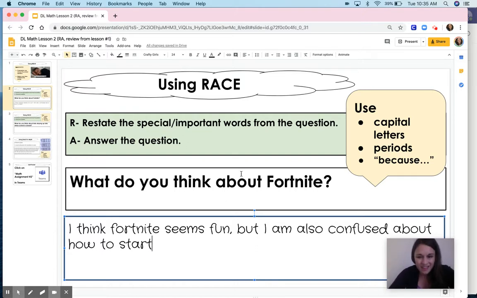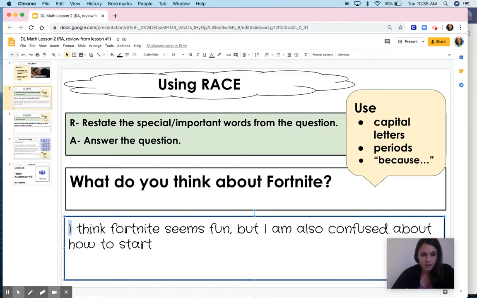Uh-oh. I think I forgot some important things, though. That is very important for all writing. Use capital letters, periods, and whenever you can, the word because. I read many of your responses and thought your ideas were great on Teams. But I want to see more capital letters in the beginning of your sentences, periods at the end, and using the word because. So let me go back and fix mine.